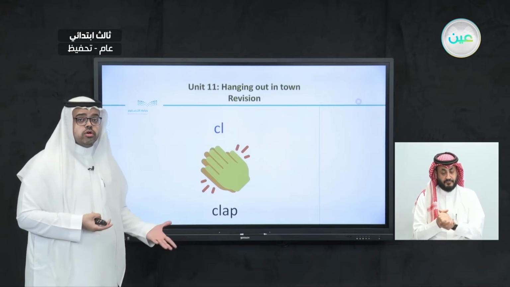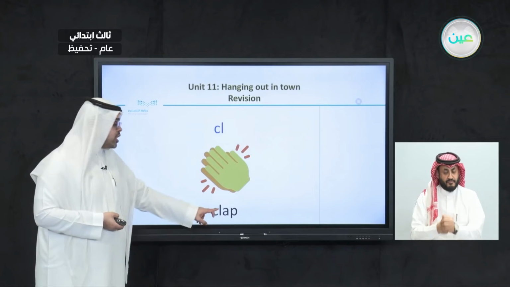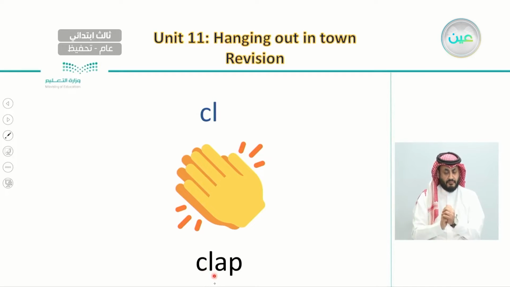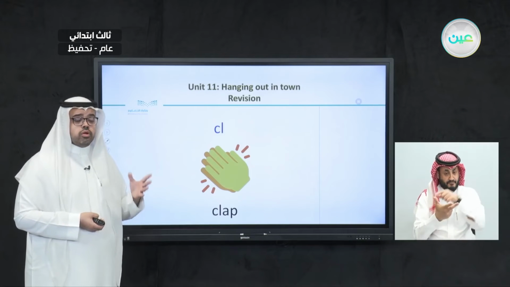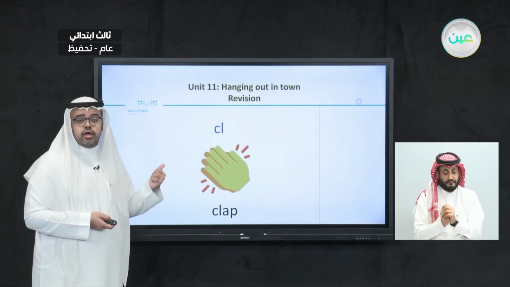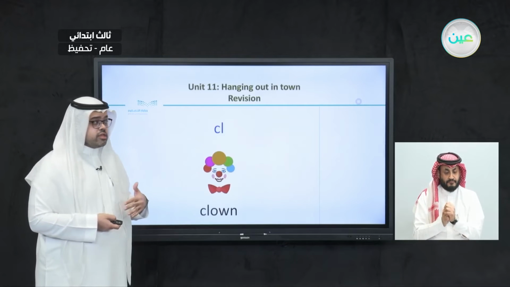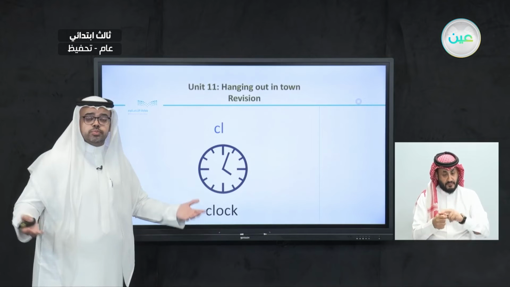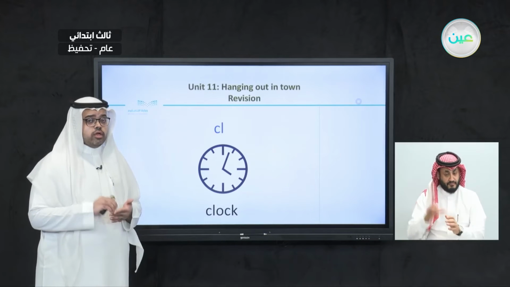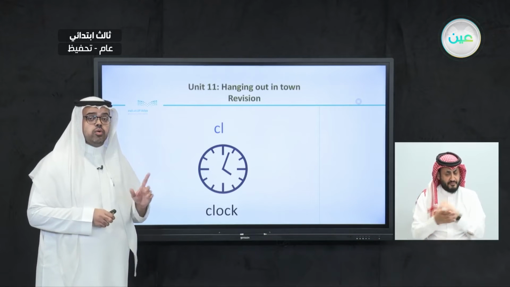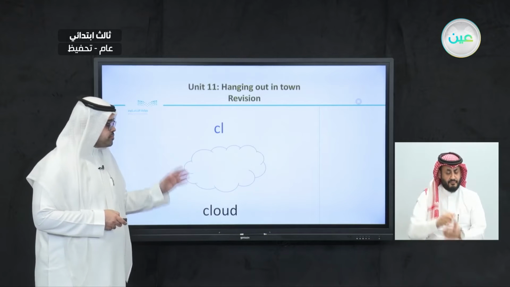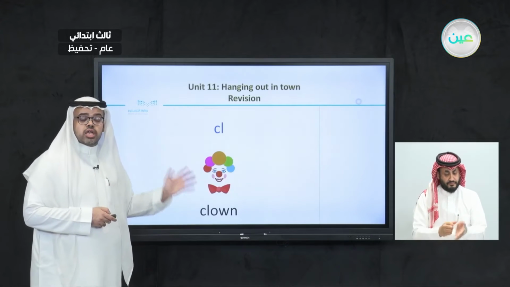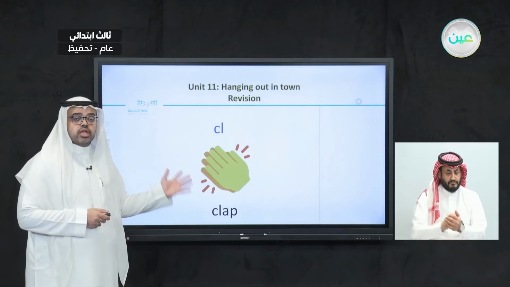And the last word with this blend is clap. Clap. Say after me, clap. Very well. So here we did listen to 4 important words with this blend. And as we said, and we're going to repeat it with each blend we see, it must be pronounced as one unit, as in clock, cloud, clown, and finally clap.